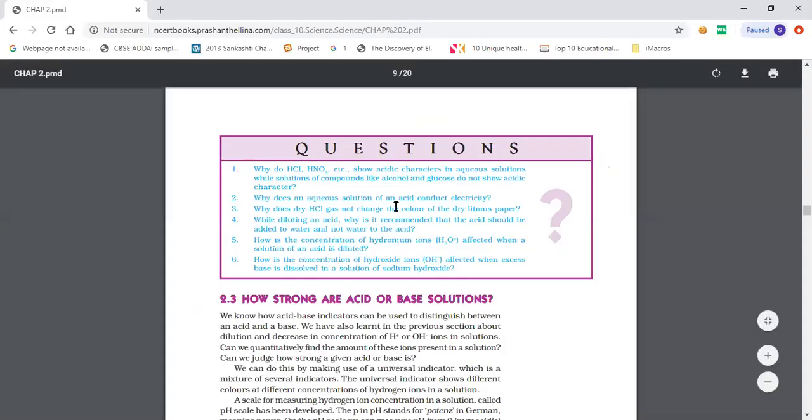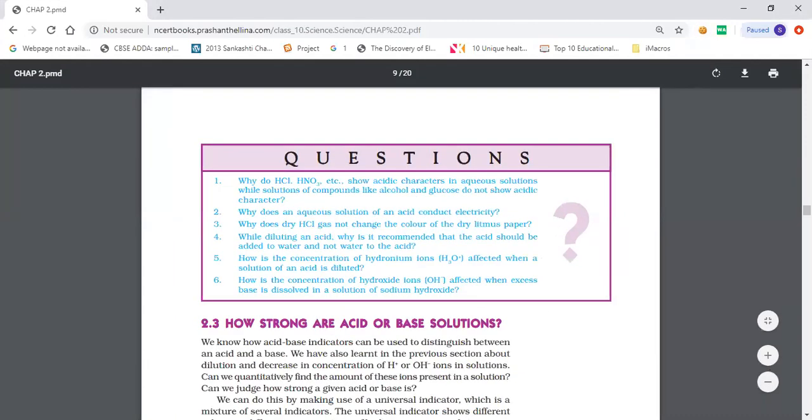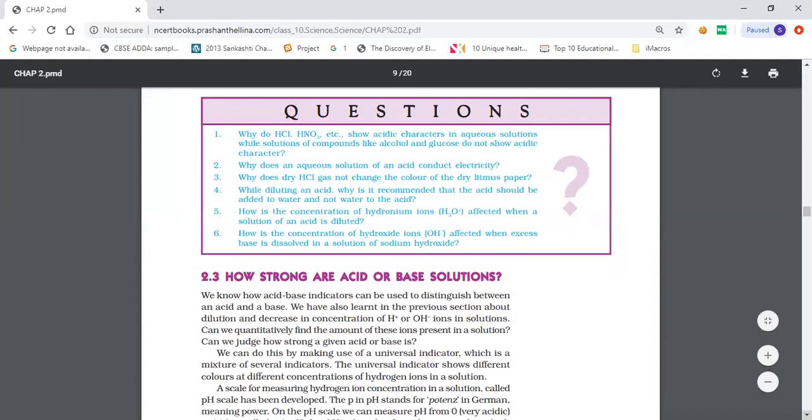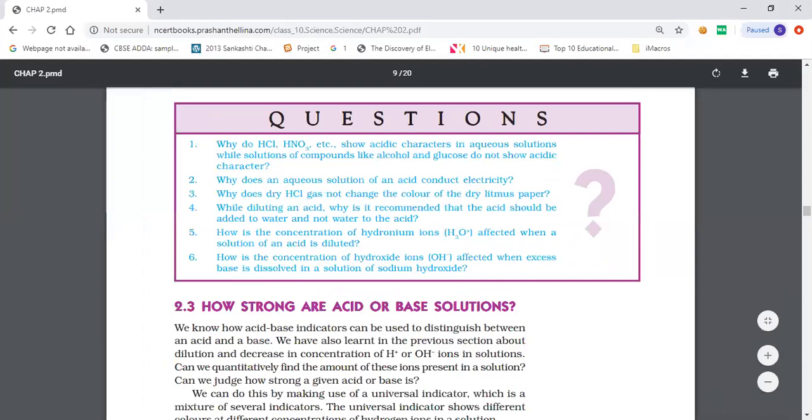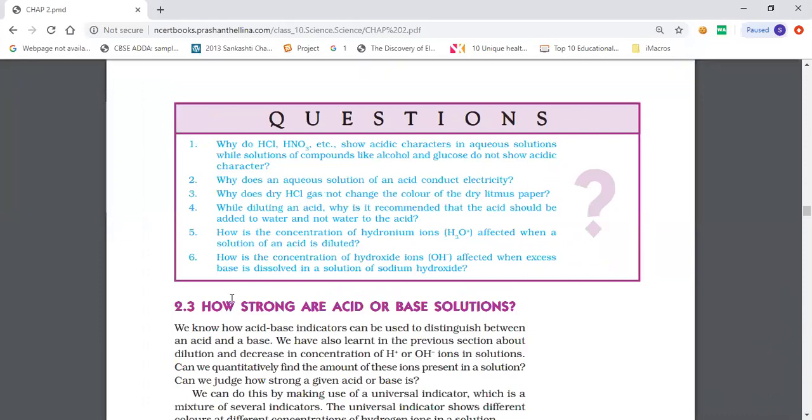You are able to see the questions? Yes, ma'am. So these are the questions commonly asked in this part, the common properties between acids and bases. The first is, why do HCl and HNO3 etc. show acidic characters in aqueous solutions, while solutions of compounds like alcohol and glucose do not show acidic characters? What can be the reason?